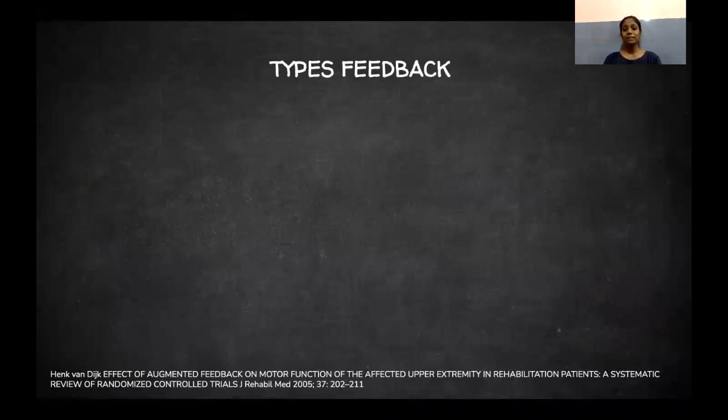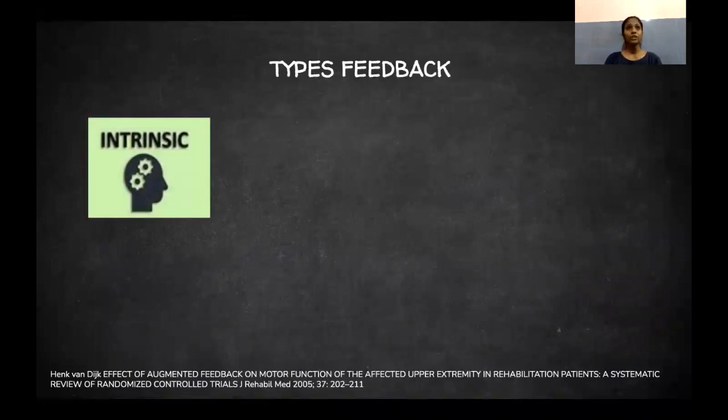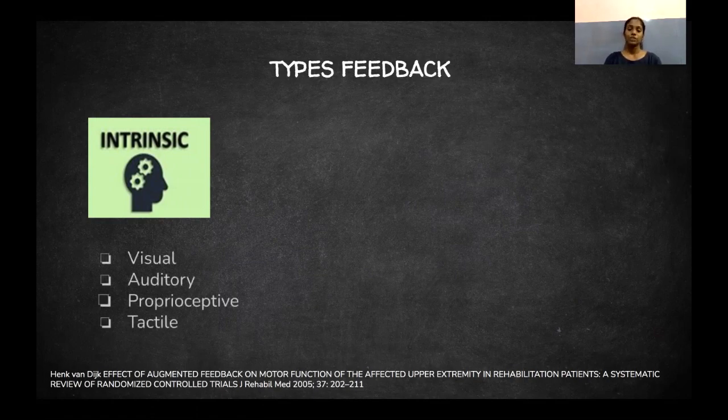Time to discuss the types of feedback. There are mainly two types of feedback, intrinsic and extrinsic. Let's start with intrinsic feedback. In intrinsic feedback, it is what the performer feels while performing the task. The information is received by visual, auditory, proprioceptive or tactile nerves.